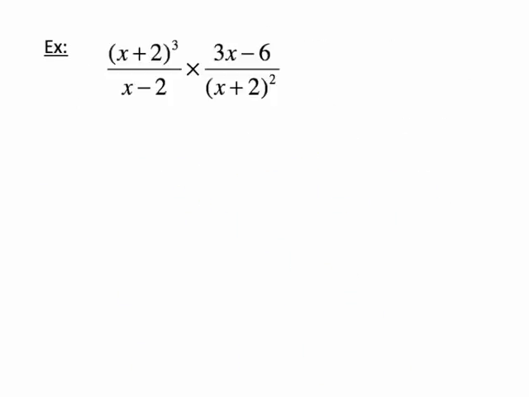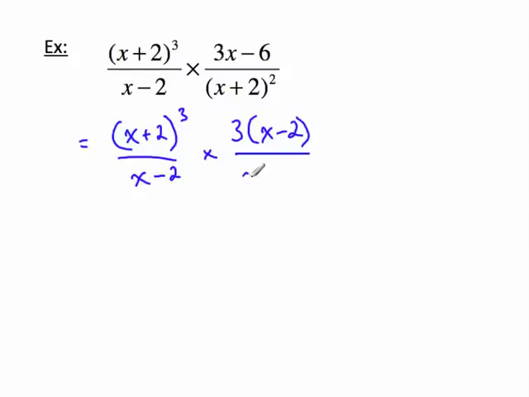Let's look at another example. Here we've got (x plus 2) cubed over (x minus 2), times (3x minus 6) over (x plus 2) all squared. So this left-hand rational expression is already fully factored, so we're just going to rewrite it. However, the right-hand one, you can factor the numerator by common factoring out a 3 like that.